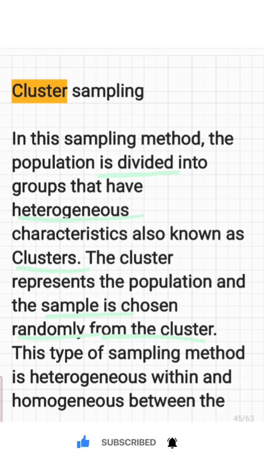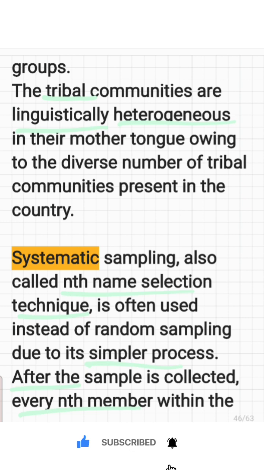The cluster represents the population, and the sample is chosen randomly from the cluster, and those samples are known as primary sampling units. The tribal communities are linguistically heterogeneous in their mother tongue, so this survey can be done by using the cluster sampling method. And multi-stage cluster means that in the first stage, we divide the whole population into various large groups, that is clusters. Then we select some clusters by using the simple random sampling method.